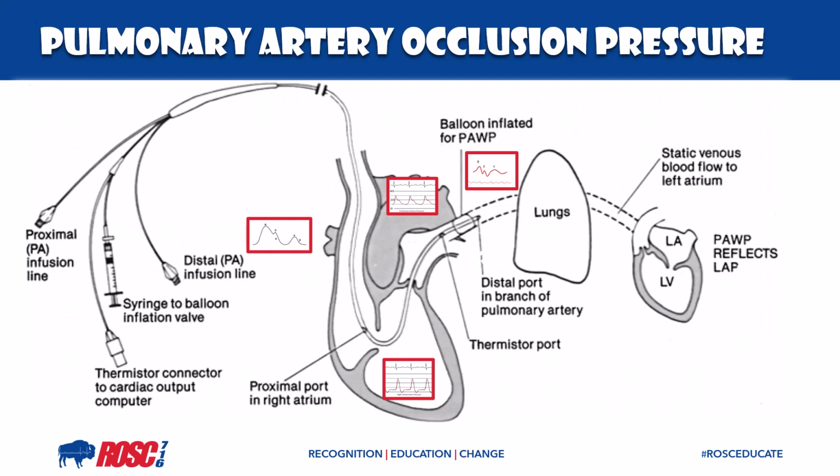Next, let's explore the pulmonary artery occlusion pressure. Now, pulmonary artery occlusion pressure, pulmonary capillary wedge pressure, and pulmonary artery wedge pressure are all the same thing. Don't get caught up in people's narratives explaining their existential explanations of why they're different. They are the same thing.